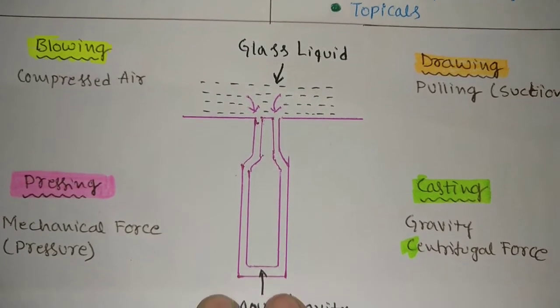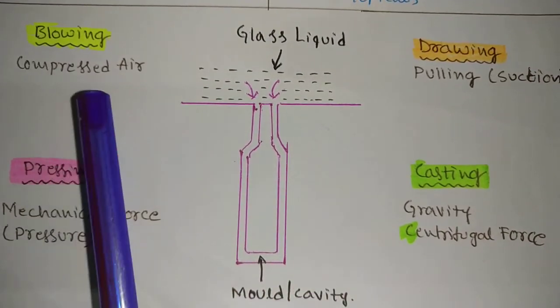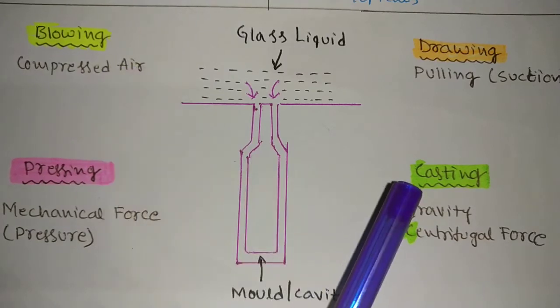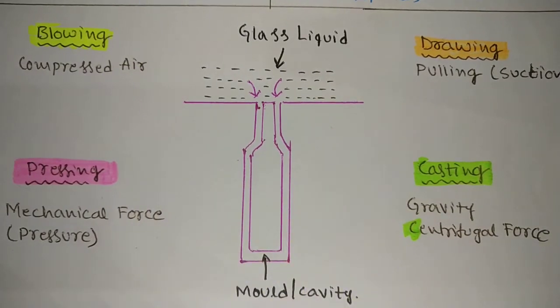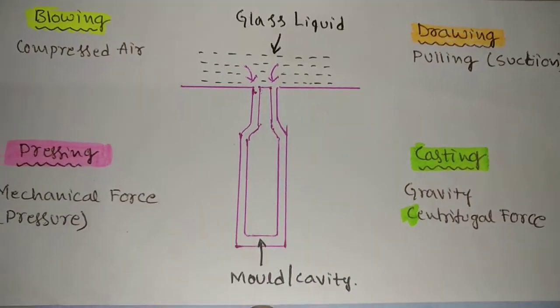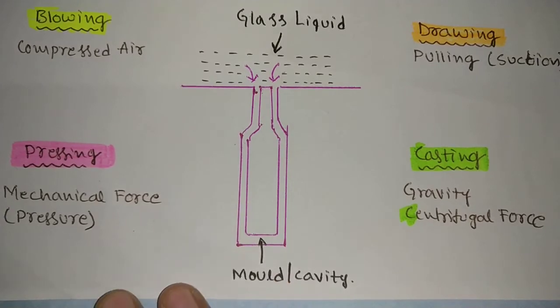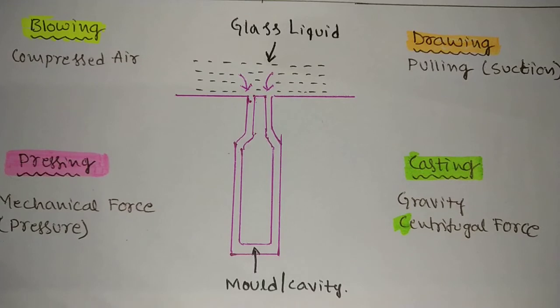This is also a good concept, and it has appeared too. Blowing has appeared in old question papers, casting has appeared, drawing has also appeared. So how to prepare glass ampoules or vials? There are only 4 methods, 1 2 3 4, all very simple. No need to memorize anything. Just listen to the concept so that you can automatically understand how to prepare the glass.